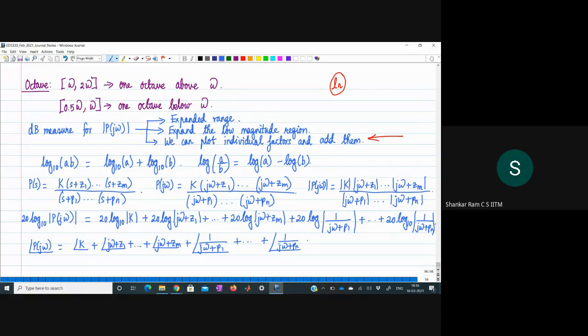So we can immediately observe that we can very easily construct the Bode plot of any given transfer function in this manner. All right. So that is the idea. I hope that is clear. So any questions in this regard till now?